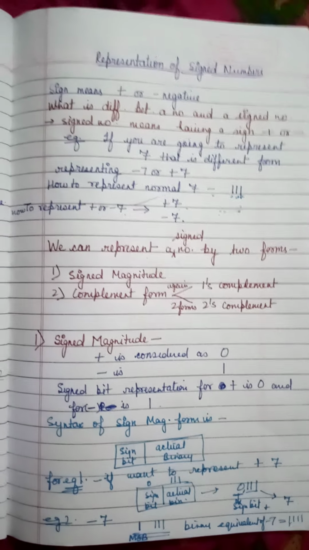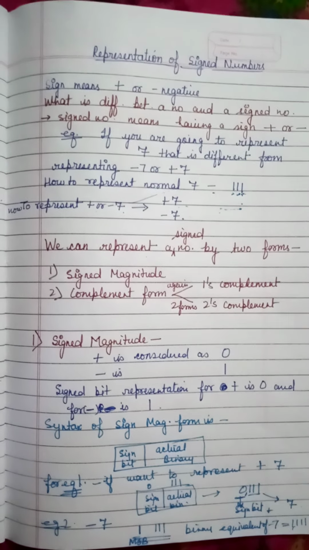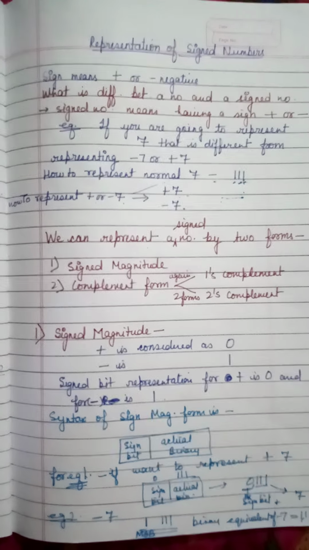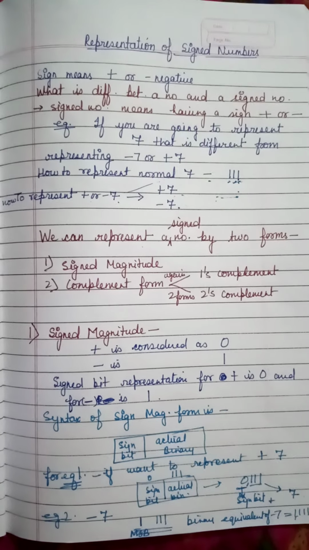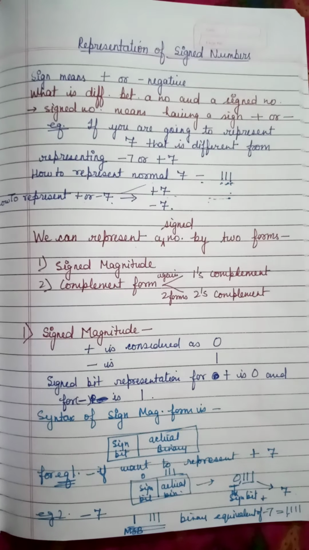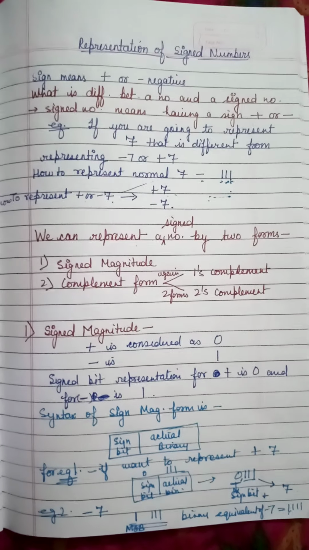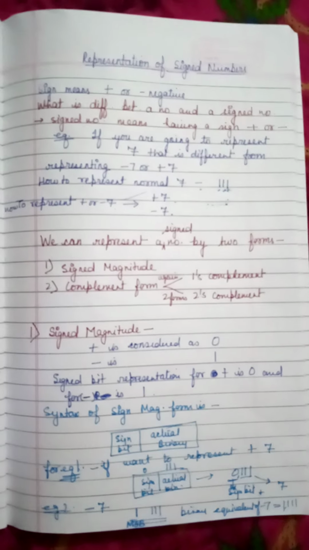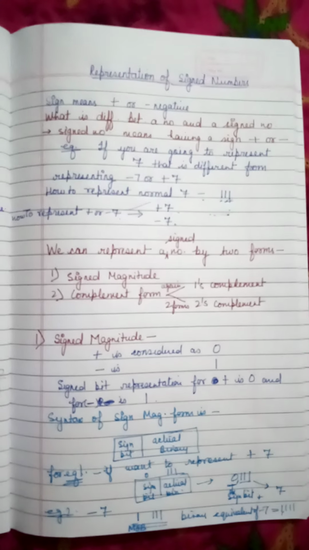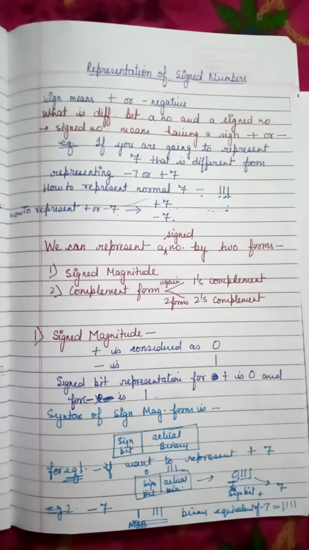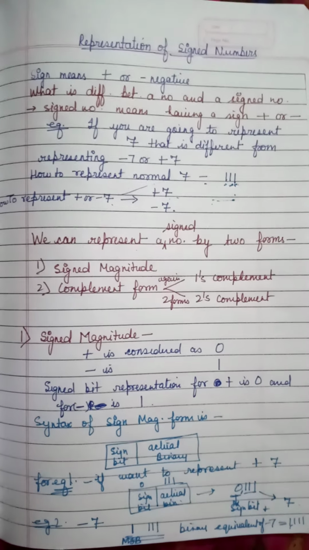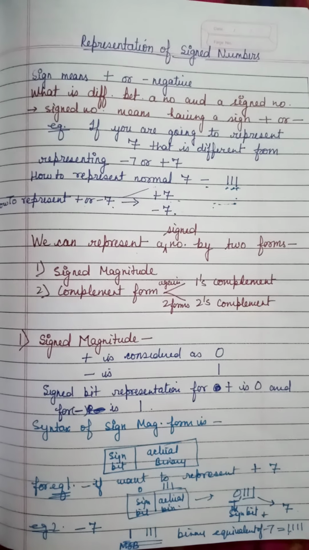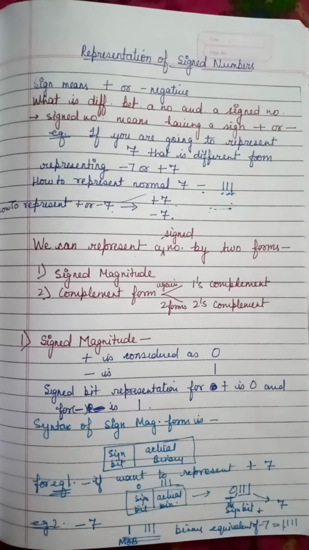In signed magnitude, plus is considered as 0 and minus is considered as 1. So the sign bit representation for plus, or you can say for a positive number, will be 0, and for a negative or minus will be 1.